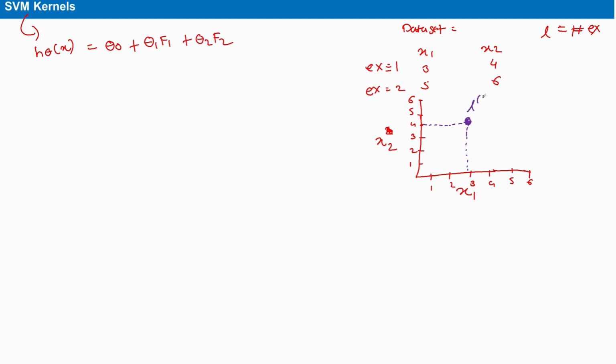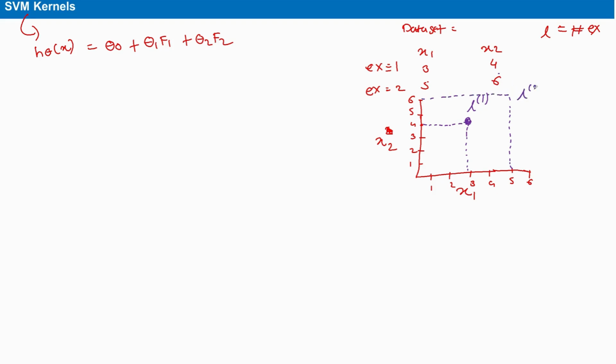Okay, I will write this as L1. In the same way, it will create the landmark for the second example also. For the second example, the x1 value is 5, so here. And for the second example, the x2 value is 6, so we will get the landmark somewhere here.